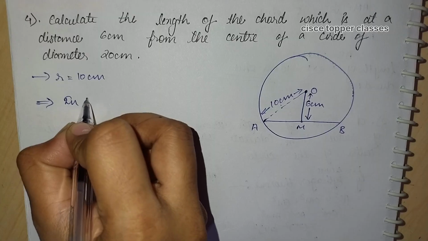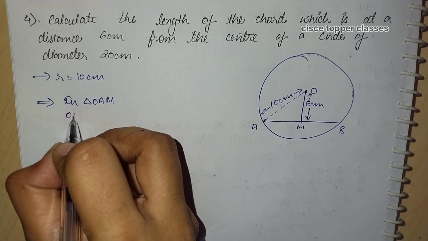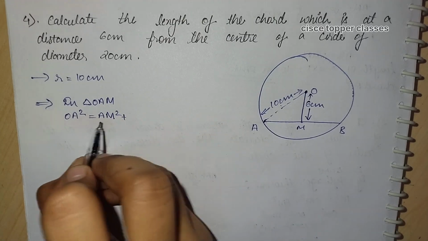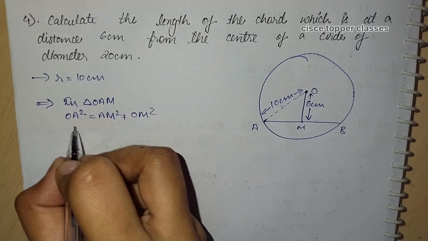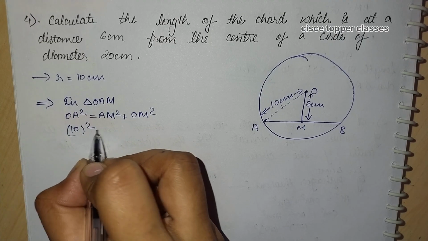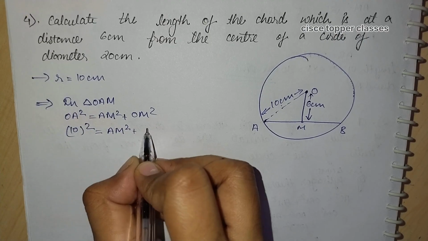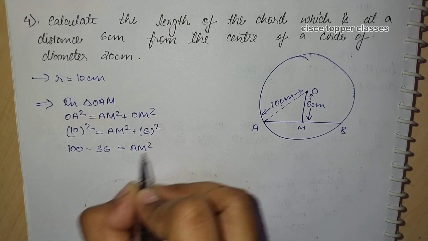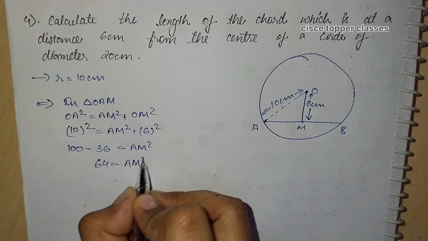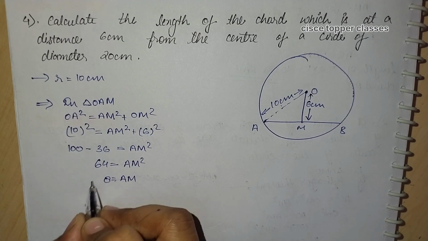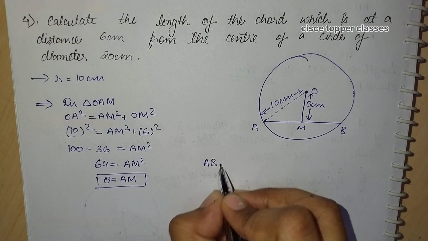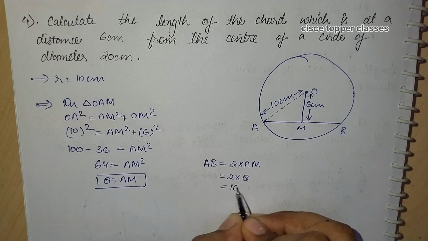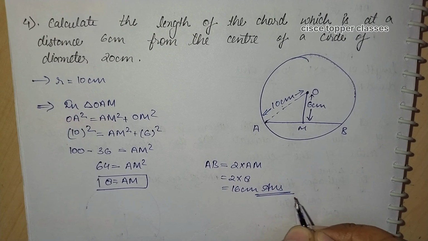So we can simply take here in triangle OAM, OA square is equal to AM square plus OM square. We will put the value here. OA square is equal to 10 whole square, AM square we have to find, plus 6 whole square. So 100 minus 36 is equal to AM square. So it will be 64 equal to AM square. We will take the square root, so it will be 8. 8 is equal to AM. From that only we can find the value of AB as 2 into AM. We will put the value of AM. So 2 into 8 is equal to 16 centimeter. So this is the answer here in this question.